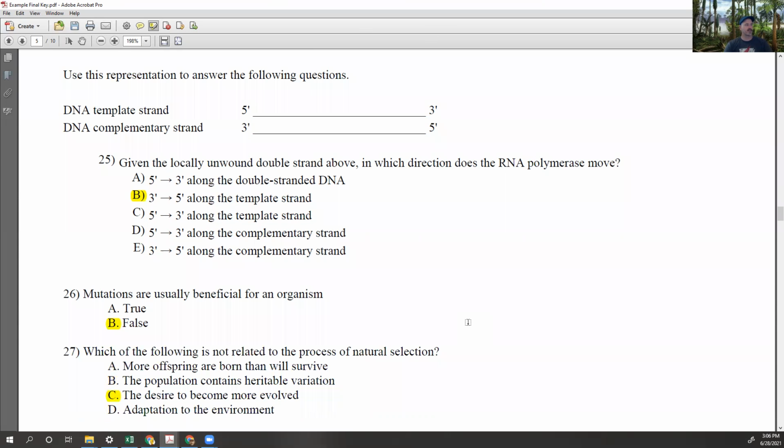Use the following to answer the following questions. Given the locally unwound double strand above, in which direction does RNA polymerase move? I have B, 3' to 5' going along the template strand. So it's going along the template strand in a 3' to 5' direction. Therefore, the strand that it's building is being built in a 5' to 3' direction.